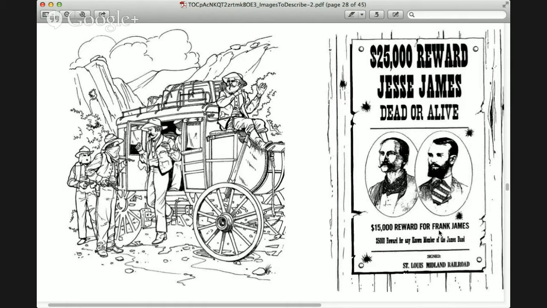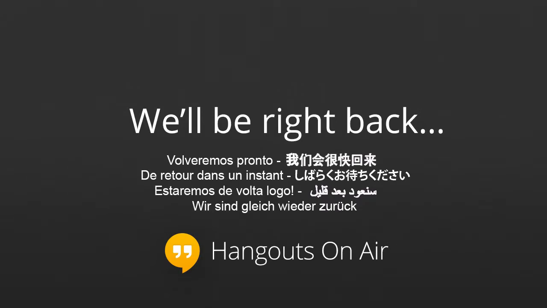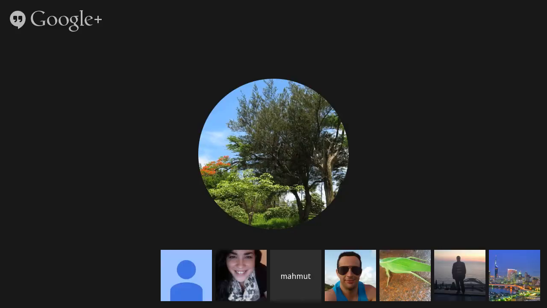And what do you see on the sign? There is a poster, and it tells us there are two guys that are wanted, alive. The sheriff is going to pay for them if someone.